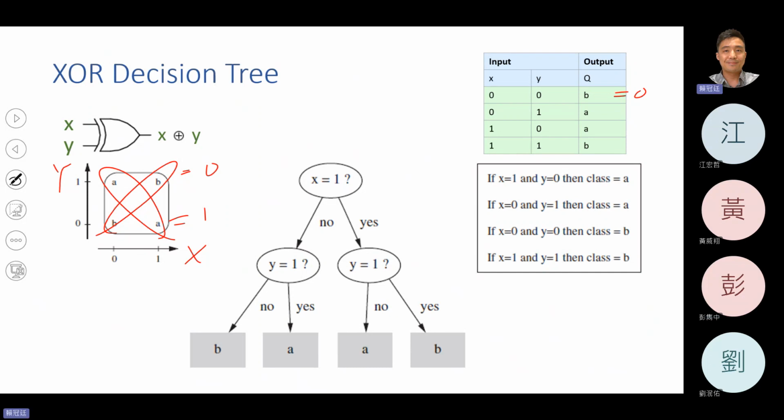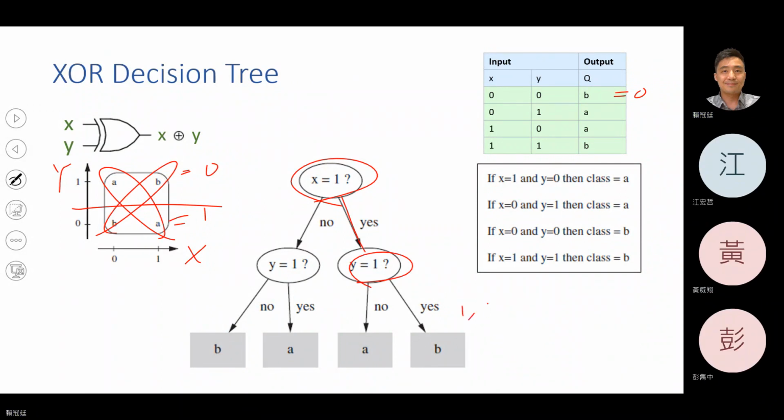So this cannot be separated by a linear classifier, right? It's a nonlinear problem, but it can be learned by a decision tree. You can choose different features. You can choose y first, but here we choose x first. If x is equal to 1, then we check y. If x and y are both 1, then the output is 0. If it's 1, 0, the output is 1, right?